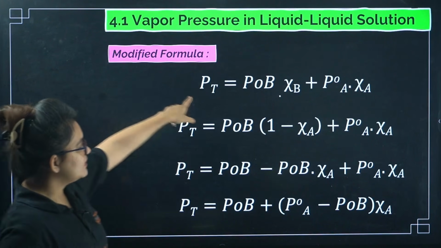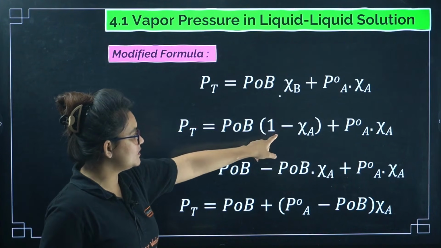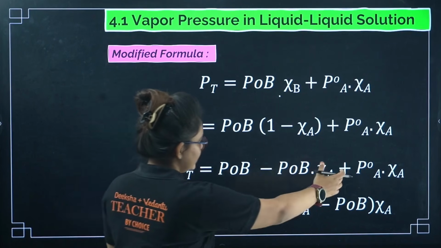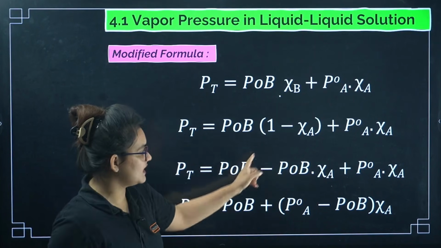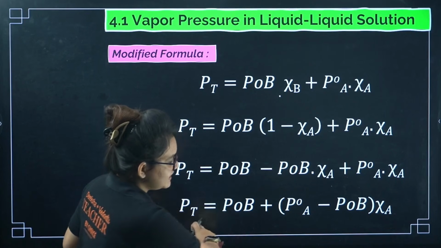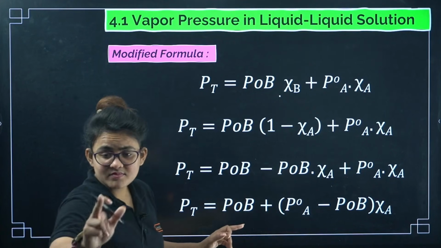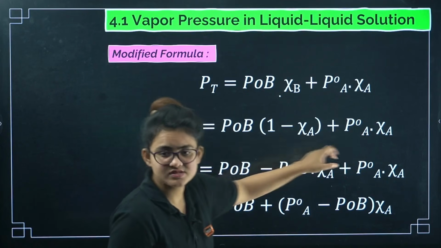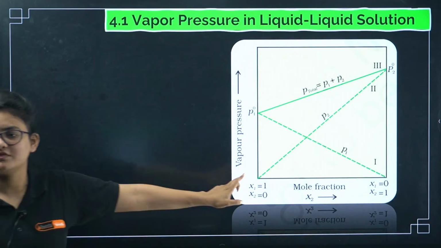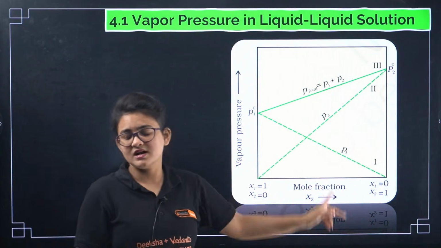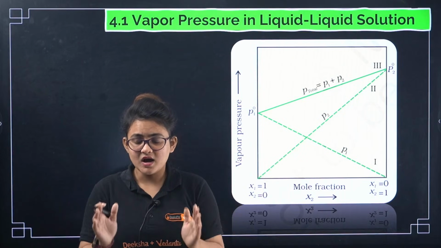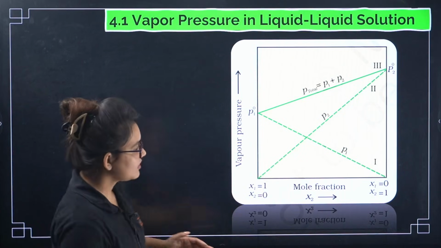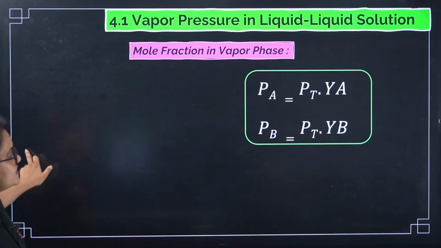You can see from the total pressure, XB can be replaced with 1 minus XA, and with a little bit of modification, multiplying and so on, you will get a straight line equation. The same type of equation you can get if you replace XA as well, and you will end up with this type of graph. Very important: this is the graph for the ideal solution that obeys Raoult's law. I guess it's clear. Let's proceed.